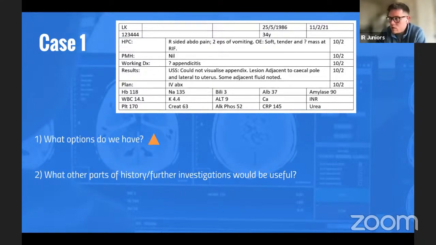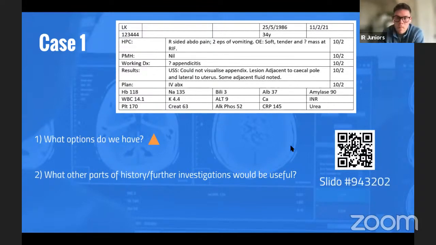I'm going to throw up the next one now and see what you think is the next best imaging option for this patient? There's obviously a few options, but just see what you think here. And that's the slider there again, if anyone needs to rejoin it. There is a slight delay here, so I'm going to show the correct answer.